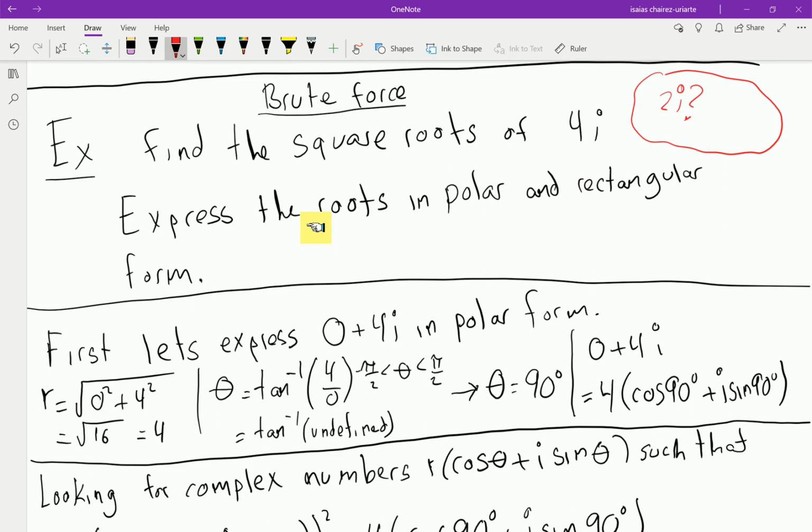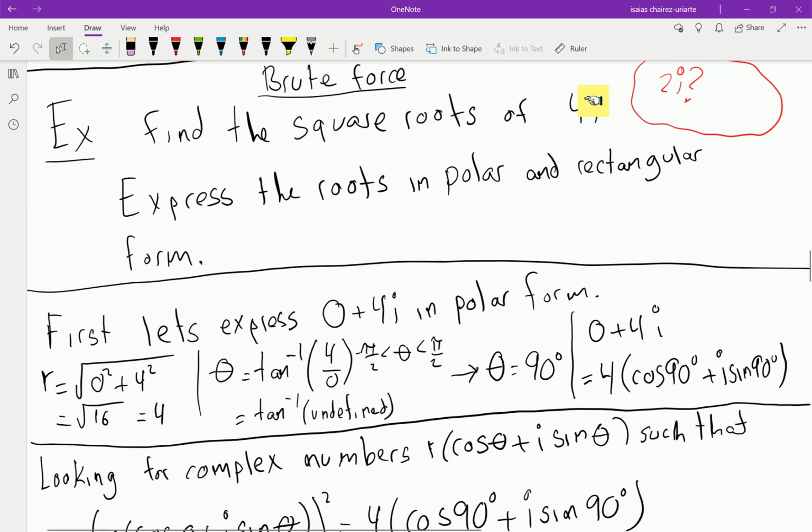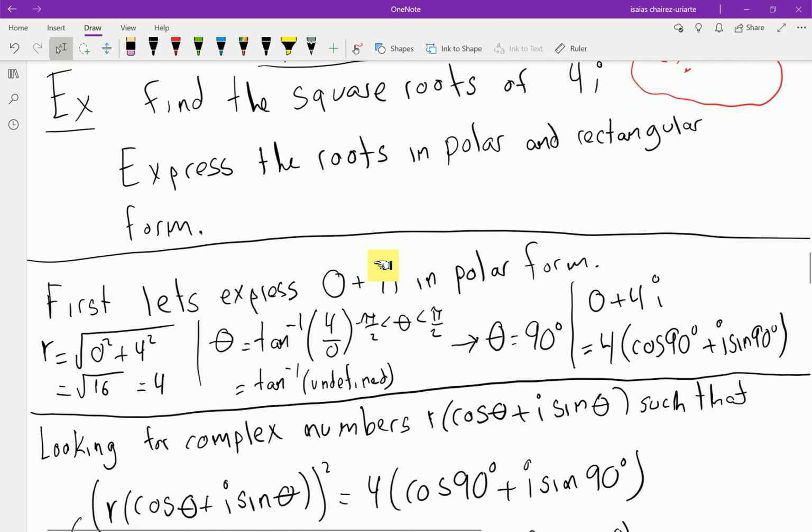The first thing we should do to find the square roots is express the complex number in polar form. Right now 4i is the same thing as 0 plus 4i, and I want to express that in polar form. To do that, I need to find its modulus, its radius. We know how to do that: it's the square root of a squared plus b squared. So 0 squared plus 4 squared is 16, and the square root of 16 is 4.